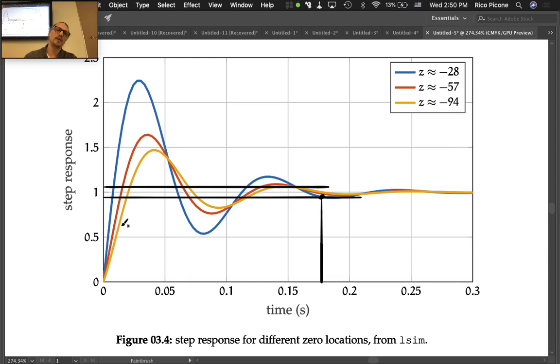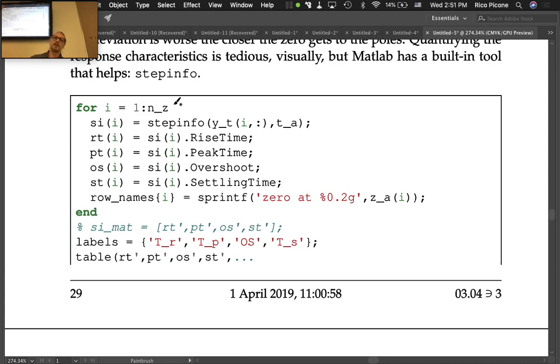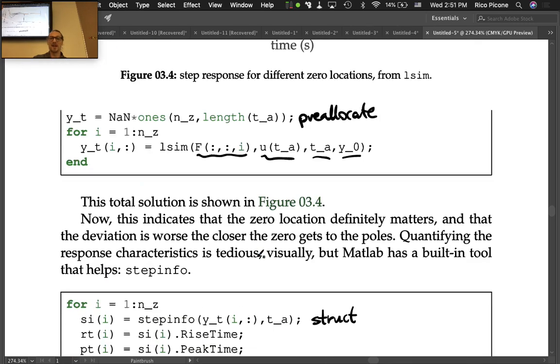And if you wanted to look at what the rise time is, you have to say what's the 10% and what's the 90%. These things are tedious to do visually. However, if you use MATLAB's built-in stepinfo function, it will return a struct from which we can extract the rise time, peak time, overshoot, and settling time. So you give it that step response simulation result, and it'll go through and approximate each of these parameters for you, which is pretty nice.